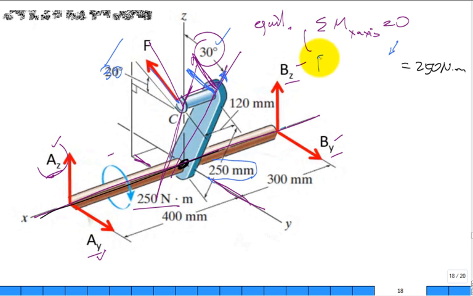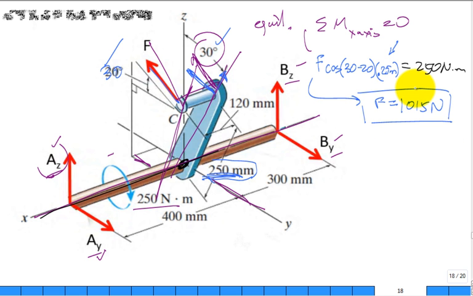We have F. Then we're going to have the cosine of the difference between 30 and 20 degrees, a 10-degree angle. And then we're going to have the perpendicular distance of 0.25 meters. Where did that come from? Right here. This allows us to calculate for F. And then when you solve for F, you get 1015 newtons. That was the hardest part of this problem.